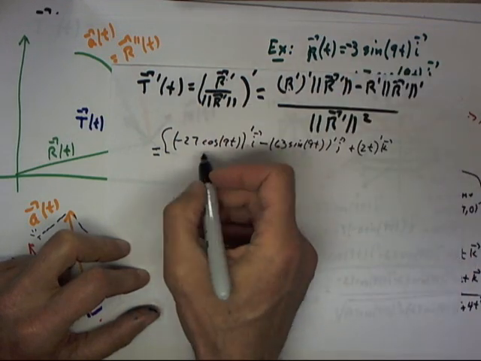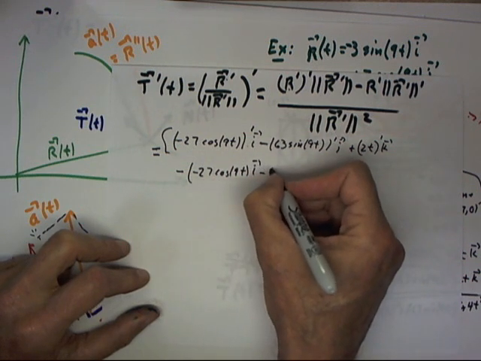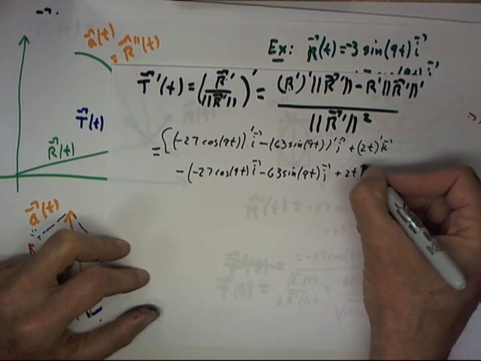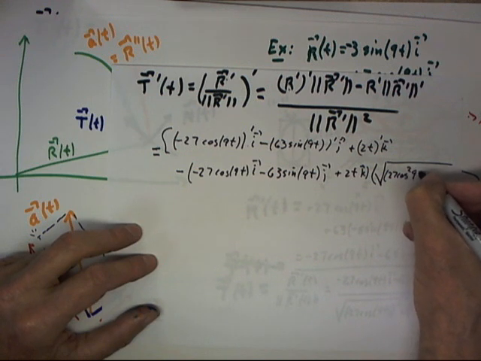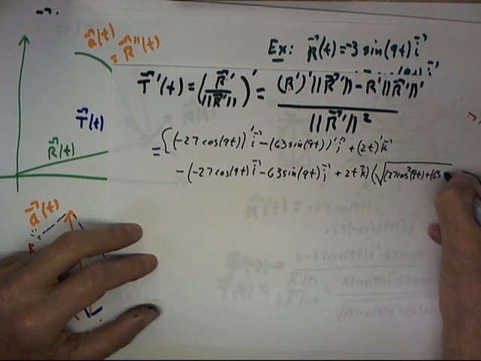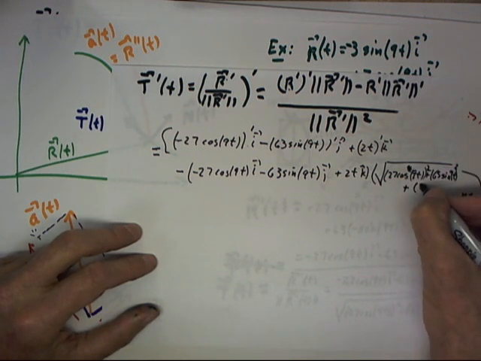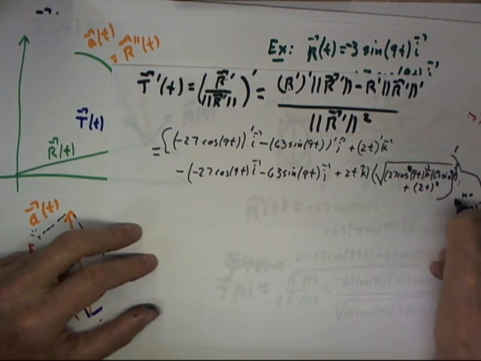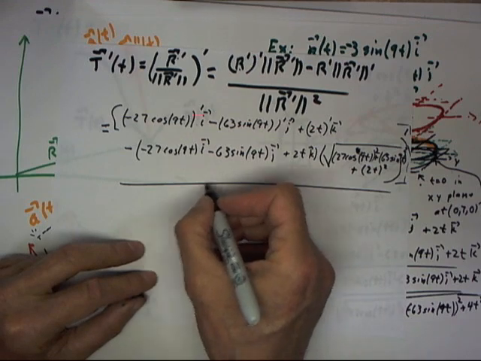And I'm not going to get that all in one line, but then it's going to be minus the r prime, which is just our negative 27 cosine of 9t i minus 63 sine of 9t j plus 2t k, multiplied by the derivative of the square root of 27 cosine squared of 9t plus 63 sine of 9t quantity squared, and I got my square in the wrong place there, plus 2t quantity squared, all that prime. And then we close off our brackets, something I probably haven't left myself enough room to do. And then we divide that by the magnitude of r prime squared.